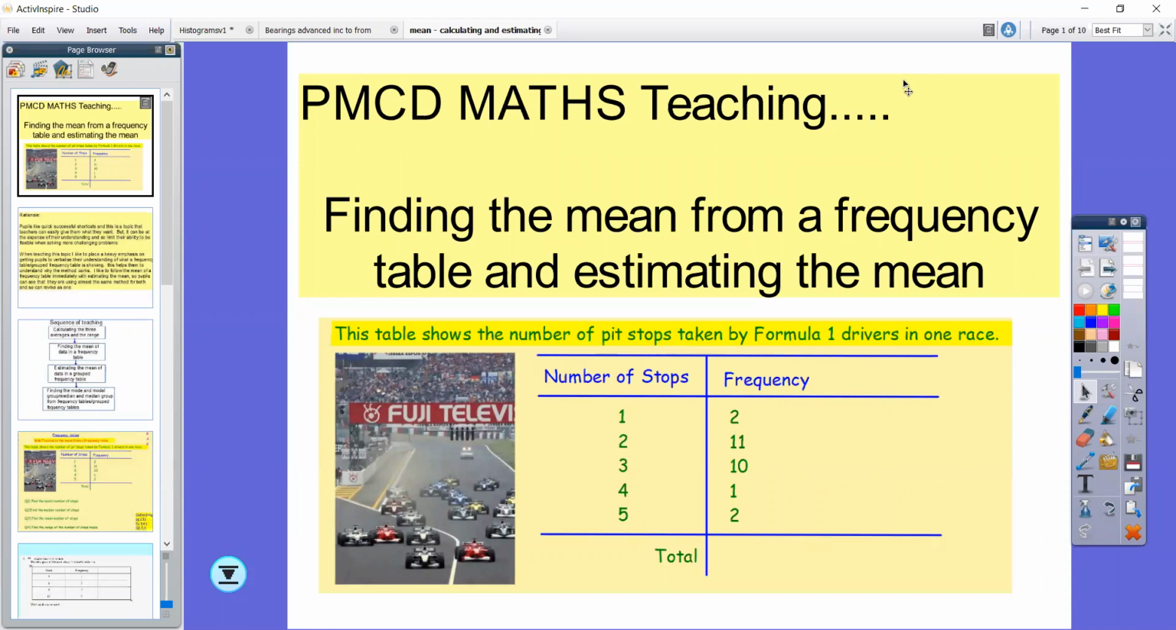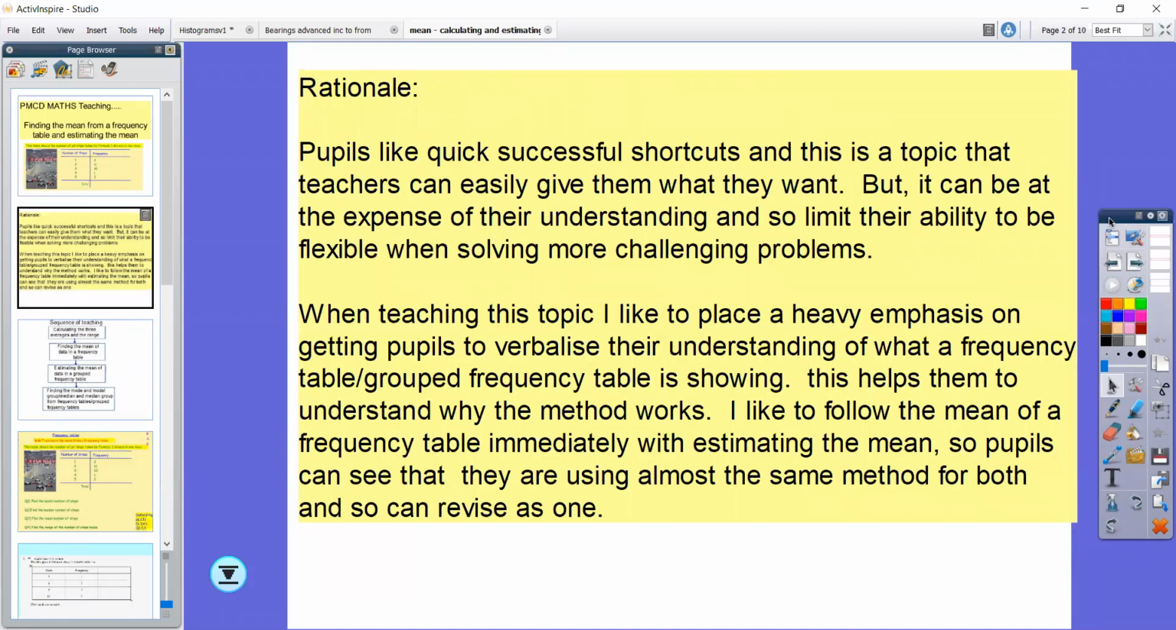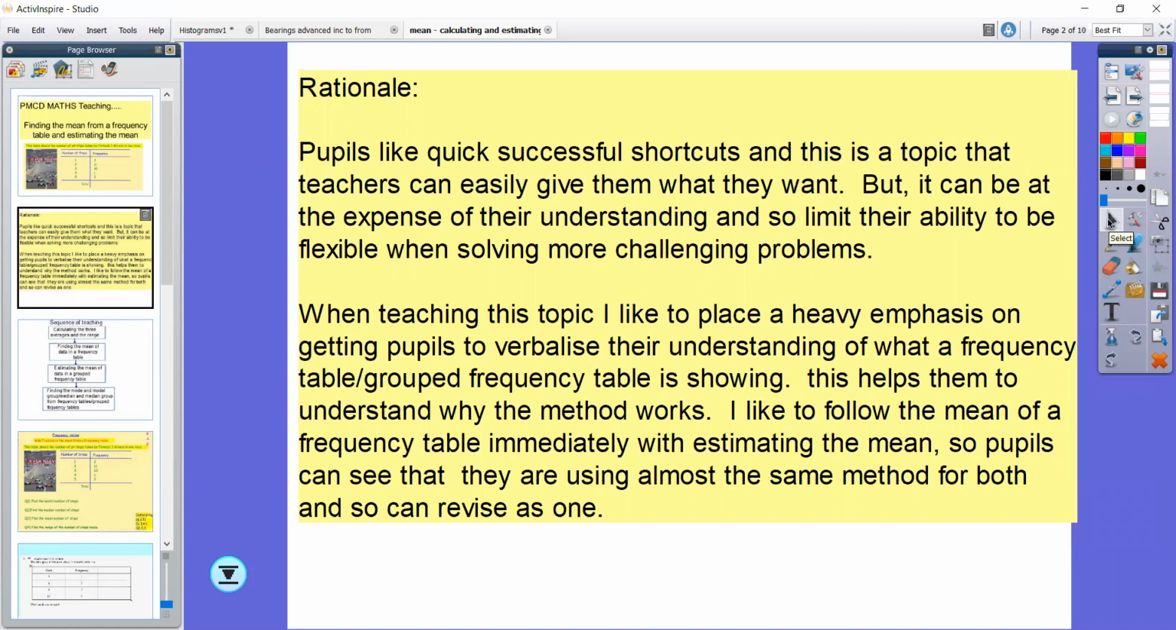And this time we're looking at finding the mean from a frequency table and estimating the mean. Rationale is as follows. Okay, so hopefully this will make sense as I go through what we're doing here.